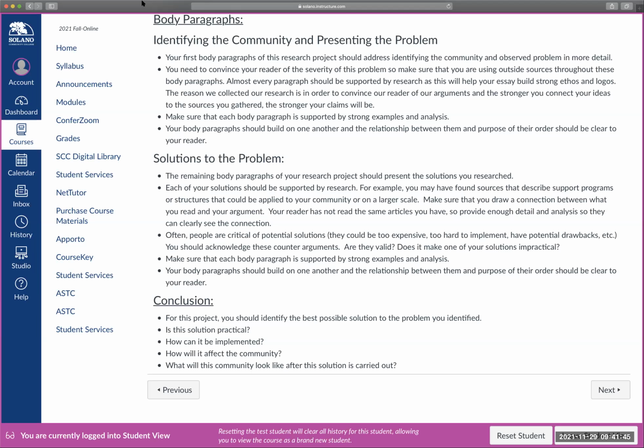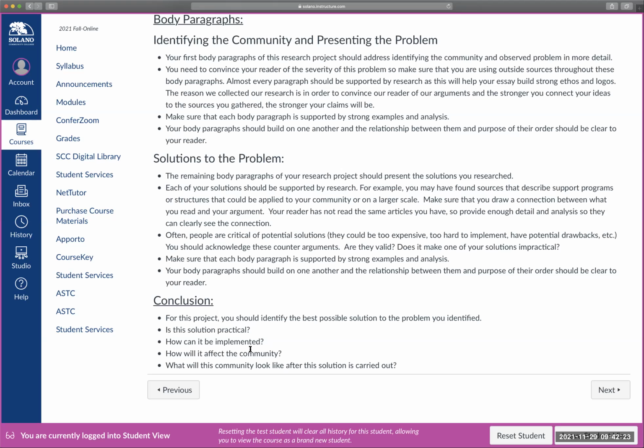So another question, how many body paragraphs could we have? As far as a minimum, I imagine it'll probably have somewhere in the neighborhood of 6 body paragraphs, right? This isn't a hard, for-sure number, but I imagine maybe 2 to 4 for identifying the community and presenting the problem, and maybe 2 to 4 for the solutions to the problem. So somewhere in the neighborhood of 6 to 8 body paragraphs. And then your conclusion, right?